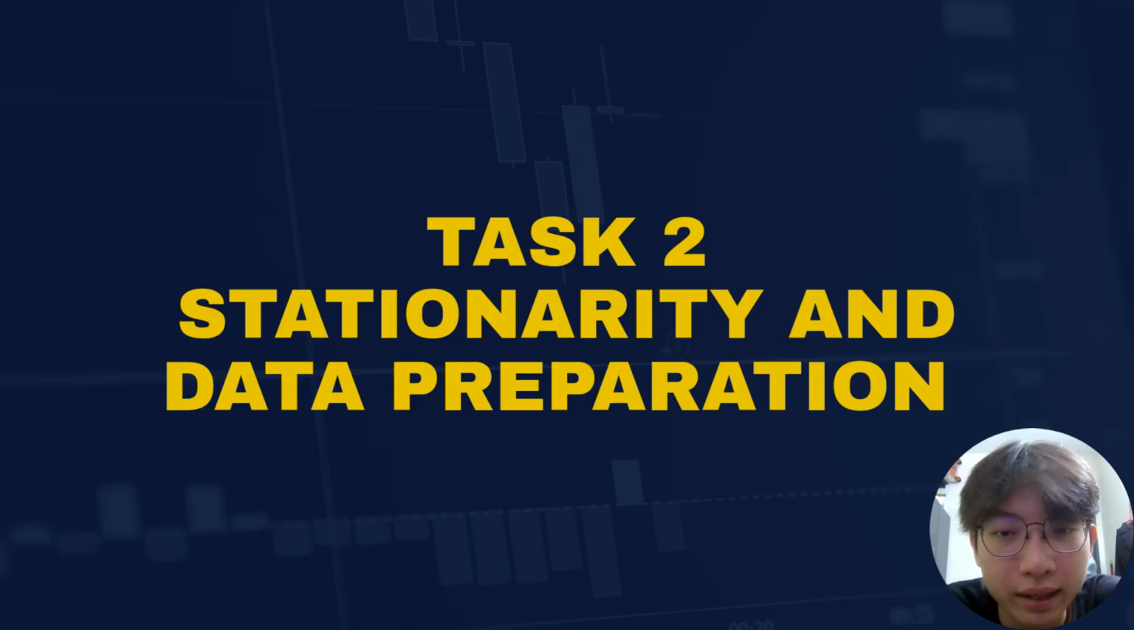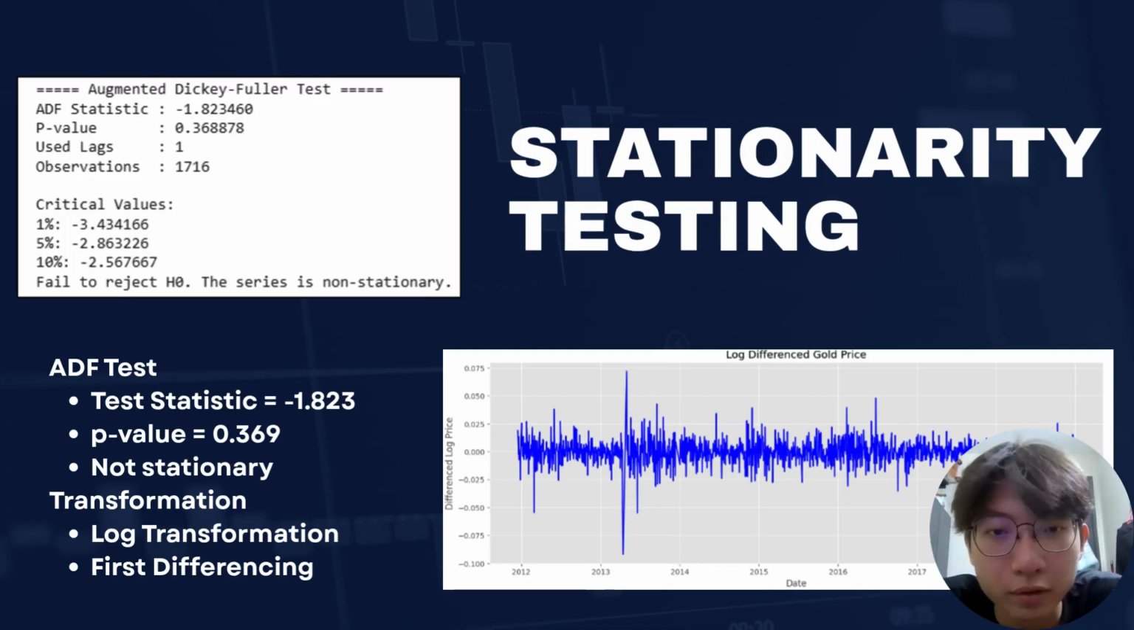Task 2, stationarity and data preparation. For the stationarity testing, since ARIMA models require stationary data, I performed the augmented Dickey-Fuller test. We got negative 1.823 for the test statistic. The p-value was 0.369, which means the original series is not stationary. Therefore, I applied log transformation followed by first differencing. After transformation, the series fluctuates around zero and becomes suitable for forecasting.